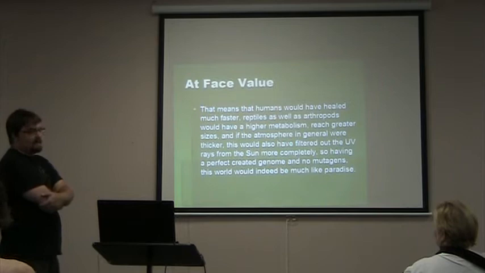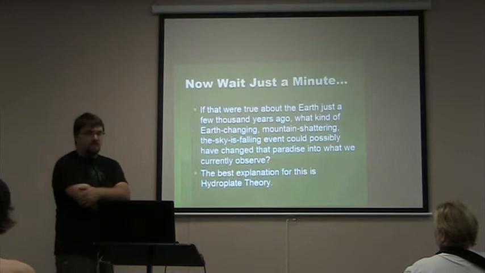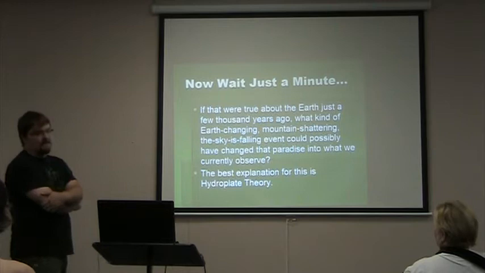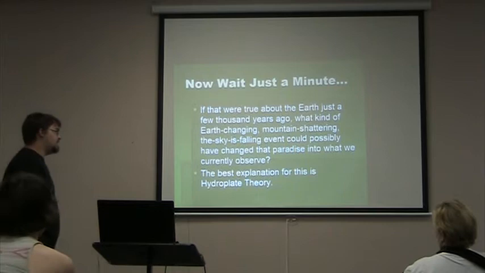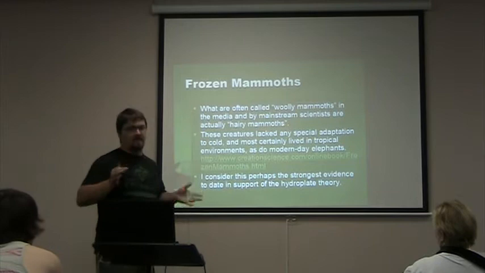Right? So, if we have all this that seems to indicate that the Earth was a much different place back then, what changed it? What kind of an event is possible to change that paradise into what we currently have? I think the best explanation for this is hydroplate theory. And we talked about some of the evidence for hydroplate theory before we get into exactly what hydroplate theory is, and again, I kind of did this backwards.